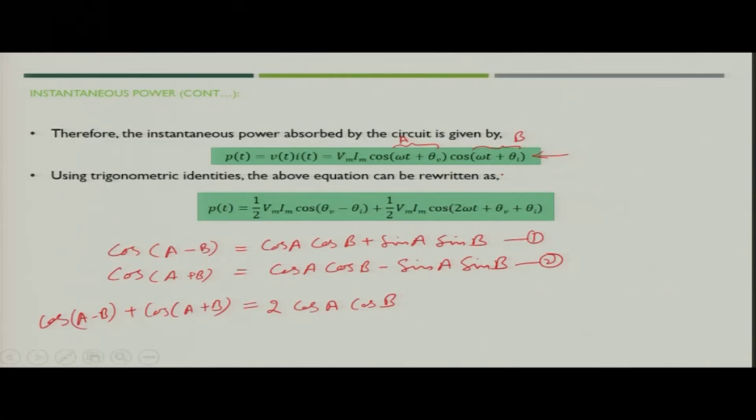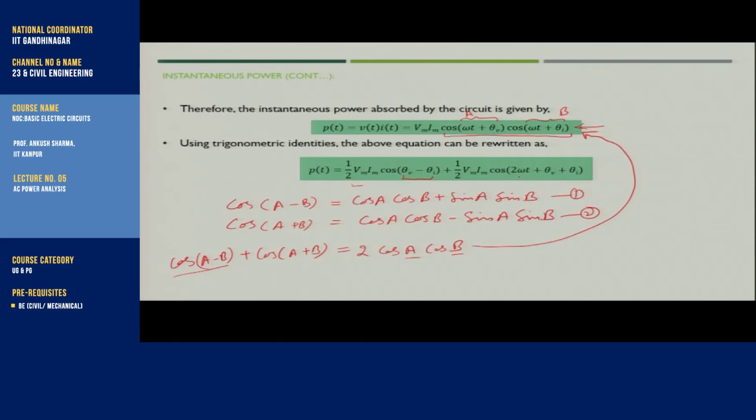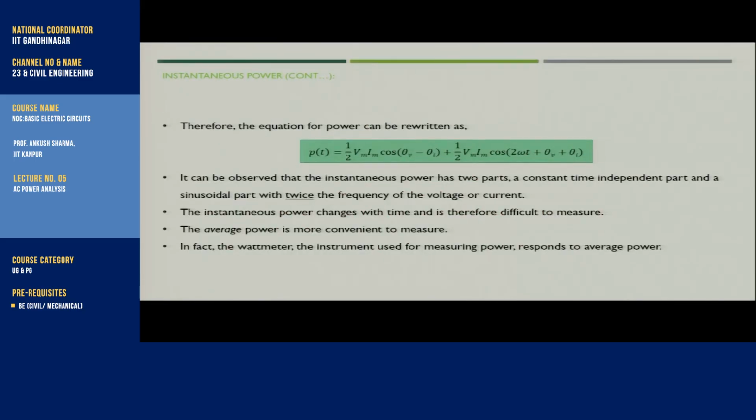So, now if you correlate this equation with the term of cos A cos B, because A we have assumed as omega t plus theta V and B we have assumed as omega t plus theta I. So, now if you correlate and substitute the terms of A and B, you will get the equation 1 by 2 Vm Im cos(theta v minus theta I) plus 1 by 2 Vm Im cos(2 omega t plus theta v plus theta I), because A minus B will become theta v minus theta I and A plus B will become 2 omega t plus theta v plus theta I. So, in this way we can represent that the instantaneous power is the summation of two terms.